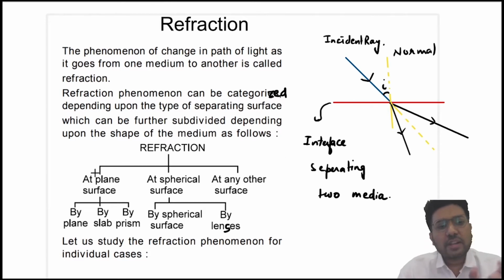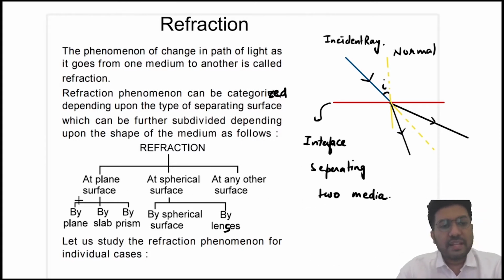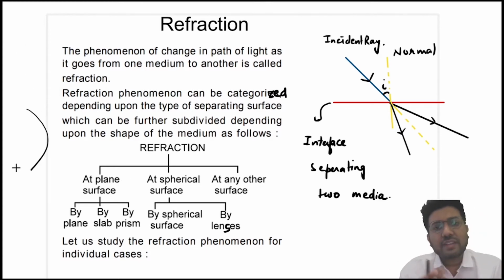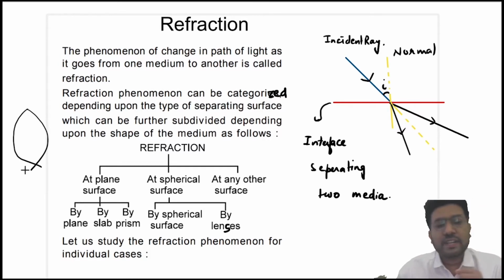Now, refraction from plane surface can be further divided into refraction by one plane surface, then there is refraction by a glass slab, and then there is refraction by a prism. Okay, so there will be three parts in plane surface. Then there will be refraction from spherical surface. Now in refraction from spherical surface we will be discussing two things. First is refraction by a single spherical surface, and then there is refraction by lens. In lens there are two spherical surfaces. Okay, then refraction at any other surface, right?